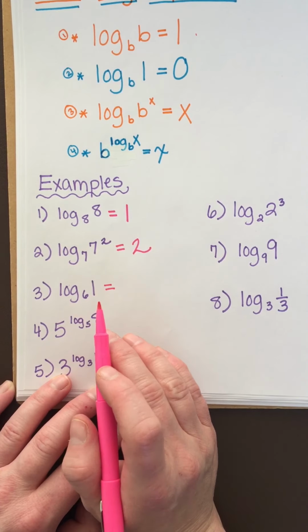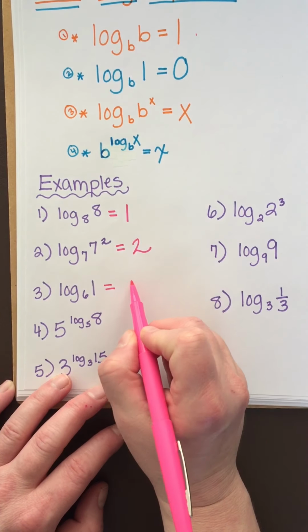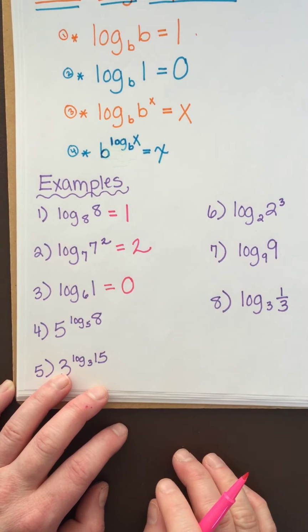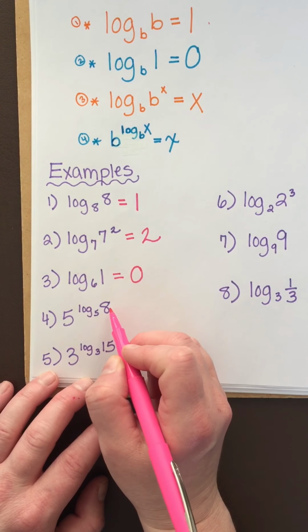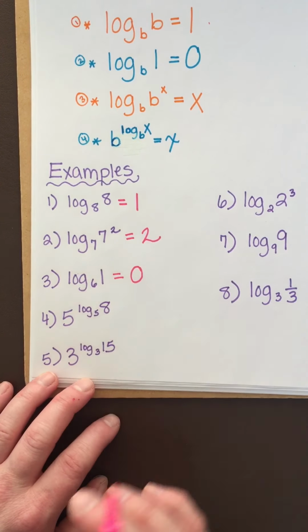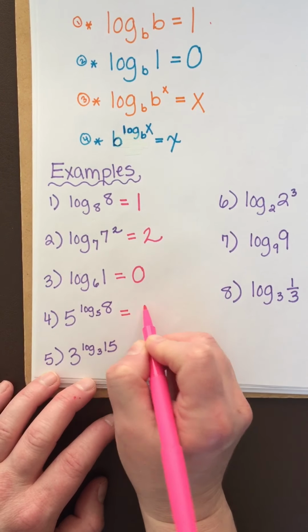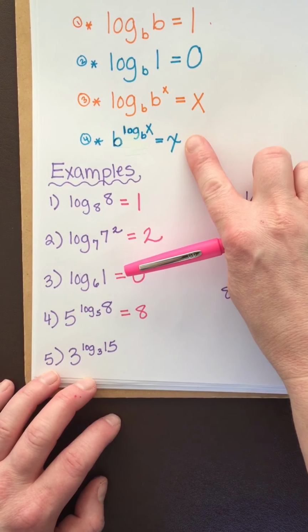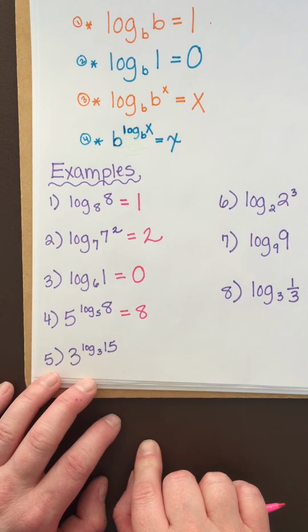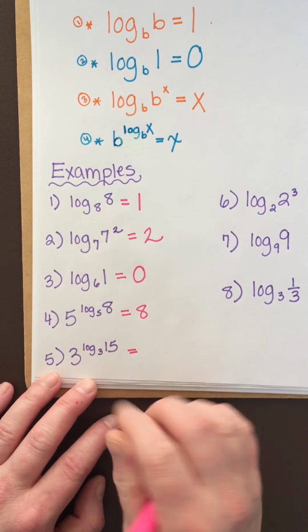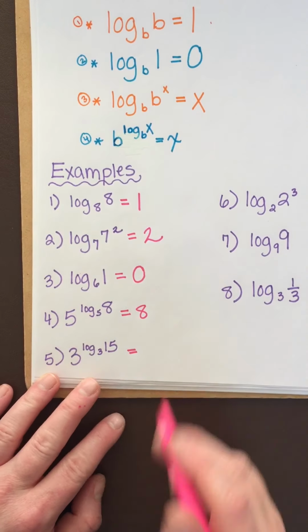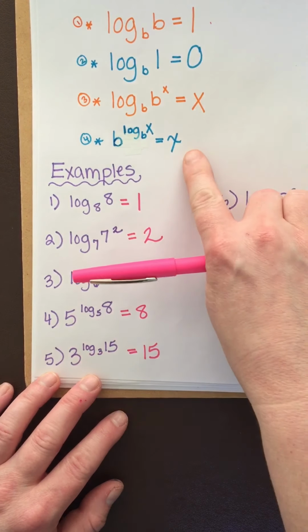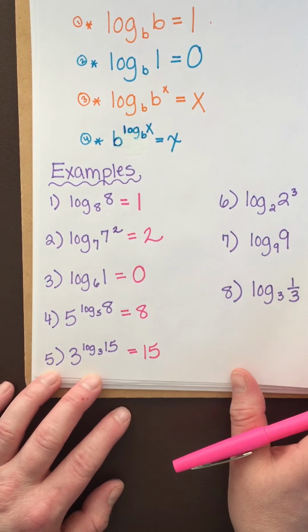All right, the log base 6 of 1. We already said everything raised to what power equals 1? 0. All right, how about this one? 5 to the log base 5 of 8. We know these are inverses. They undo each other, so it's going to equal 8. That's using this fourth property. And again, we have 3 raised to the log base 3 of 15. Those are going to cancel each other out. We'll get 15. We're using the fourth property.